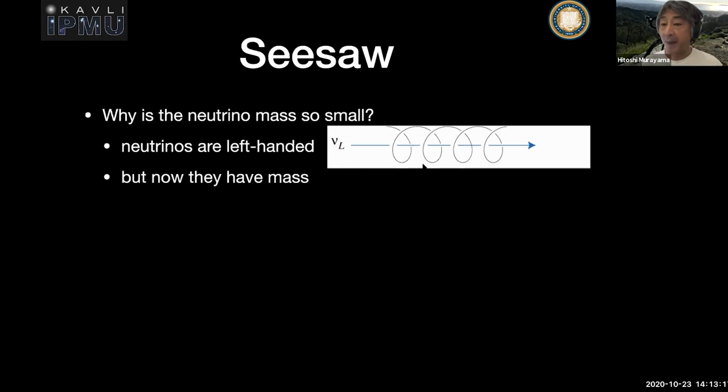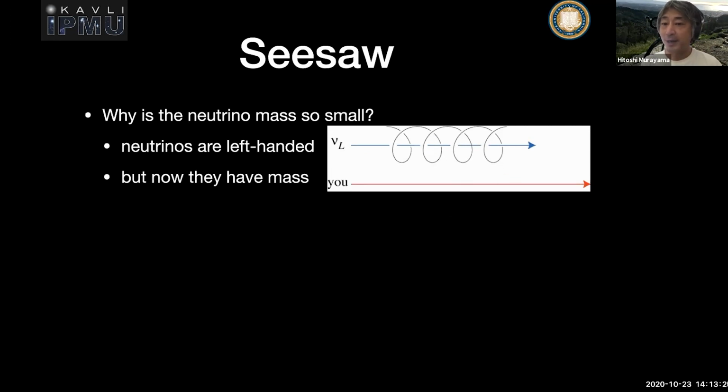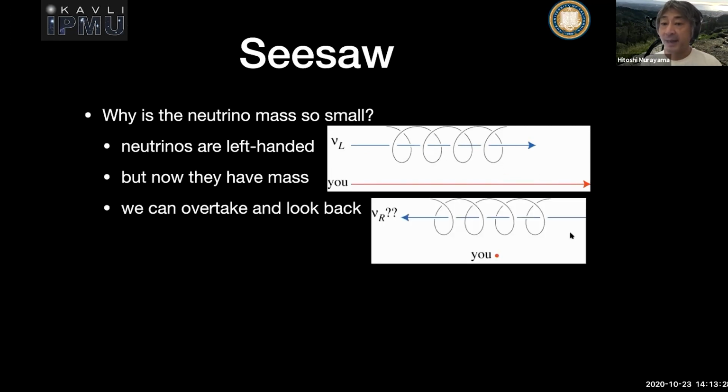But now that they have mass, they are not going at the speed of light, and young students in the audience can probably run faster than it. So you can actually overtake it, and from your rest frame, the neutrino is actually moving backwards. But that doesn't change the spinning, so you would observe a neutral fermion which now spins clockwise.